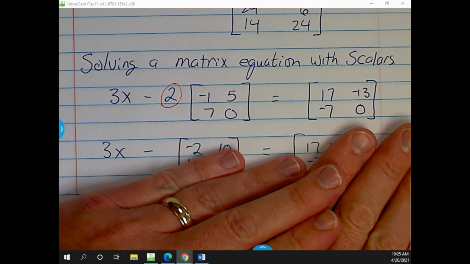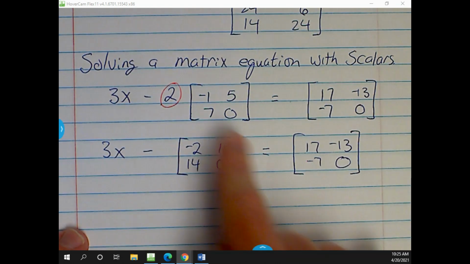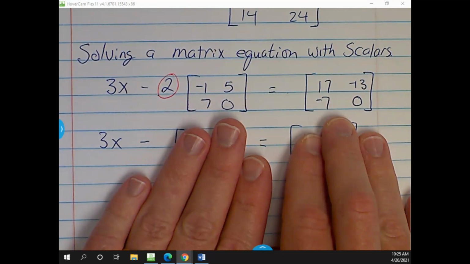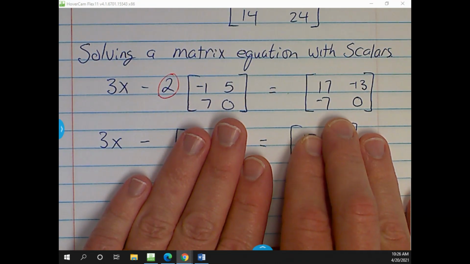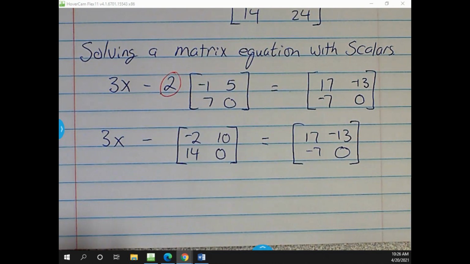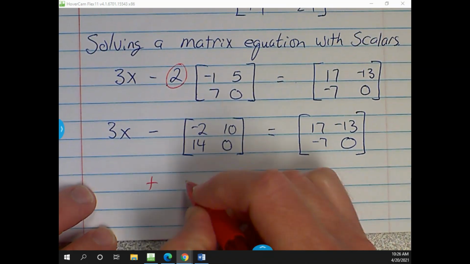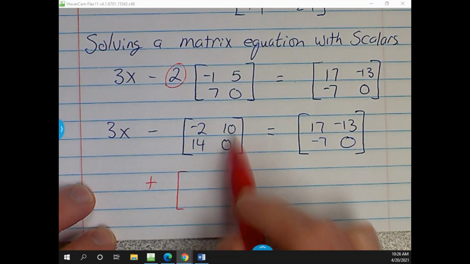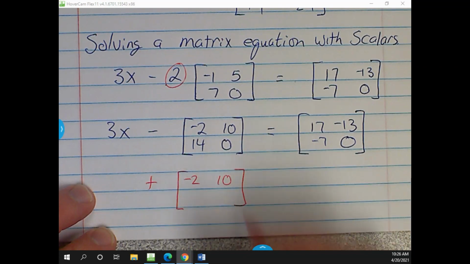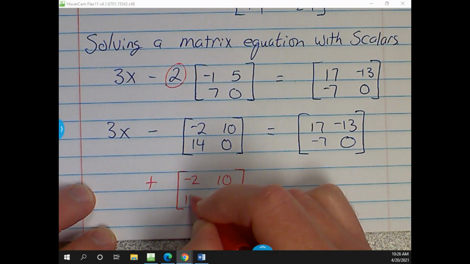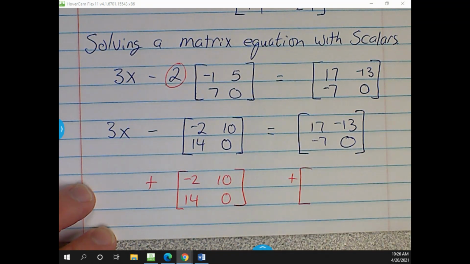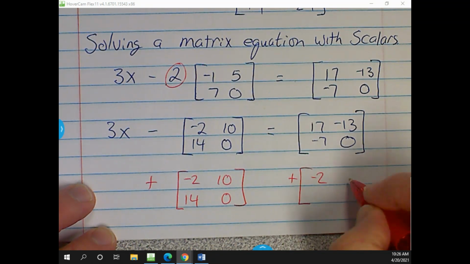And if you think about the problem that we had before, if it was 3x minus some number equals a number, the first thing you would do is add that number to both sides. Even with matrices, you'll still do the same thing. If it's 3x minus this matrix, we're going to add this matrix to both sides: negative 2, 10, 14, and 0.